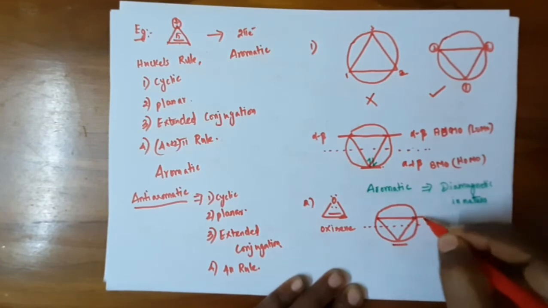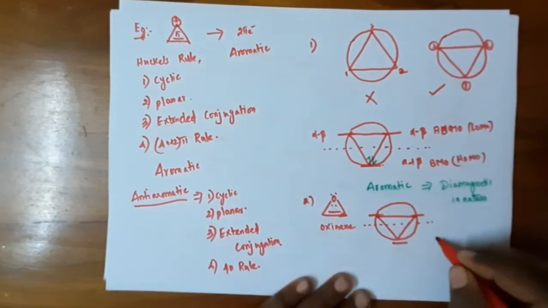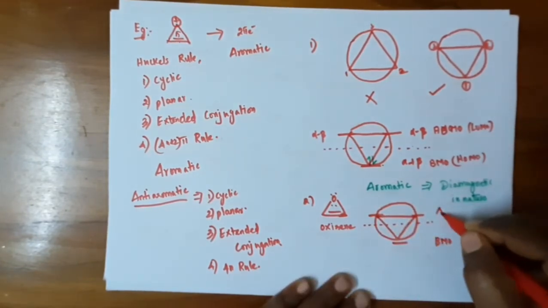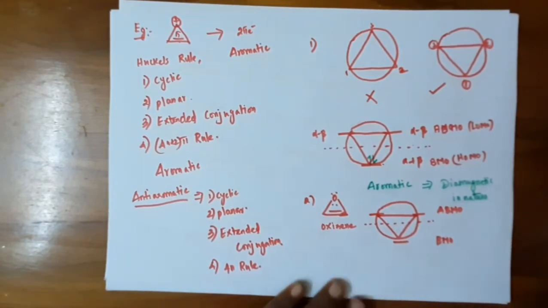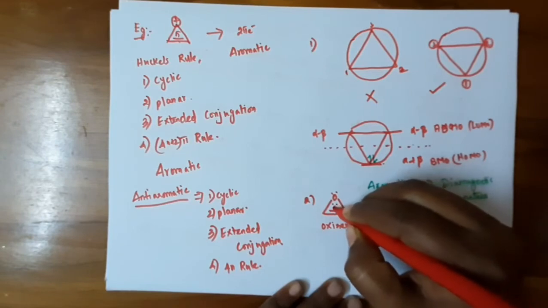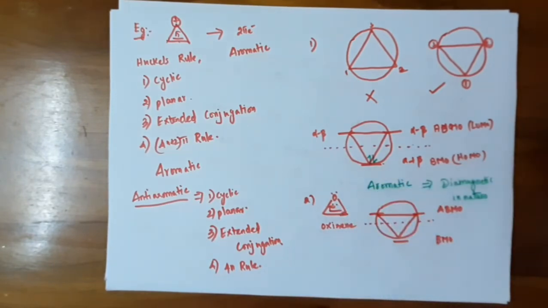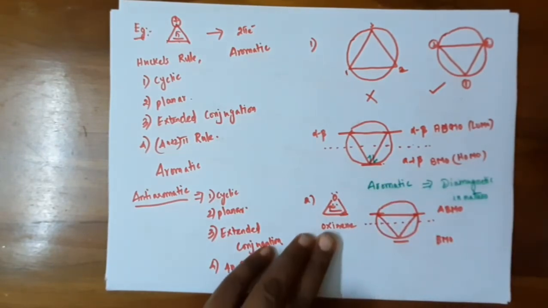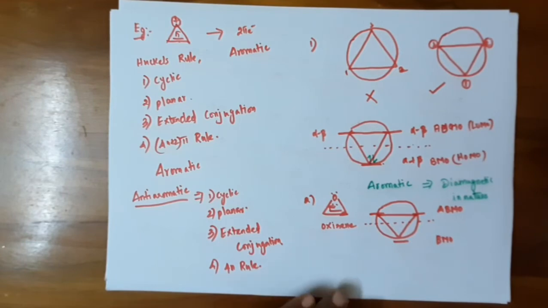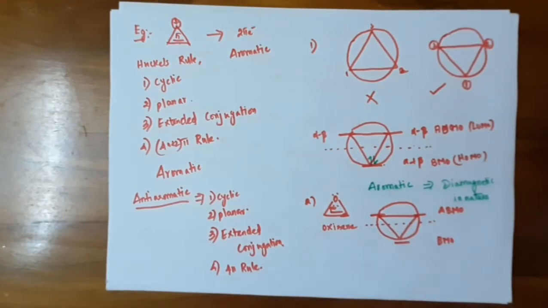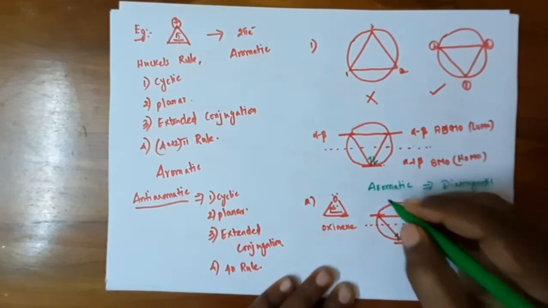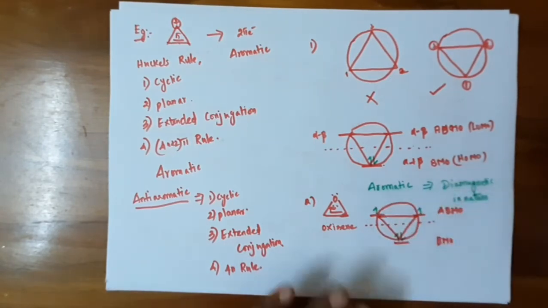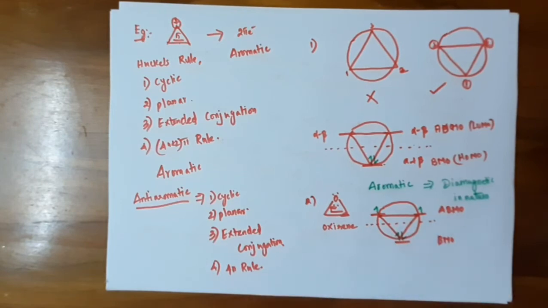Draw the energy levels. So this is the bonding molecular orbital and this is the anti-bonding molecular orbital. In this oxirene, the lone pair of electrons is involved in the conjugation, so it has 4 electrons now. Fill the 4 electrons according to the Aufbau principle. Putting 2 electrons here in the bonding, then the rest of the 2 electrons here.